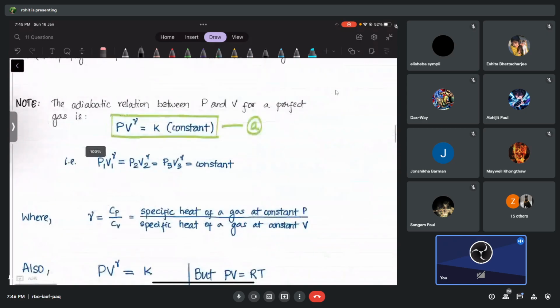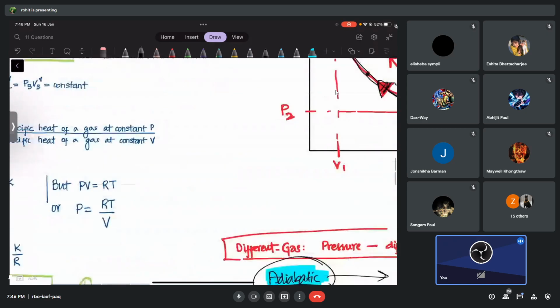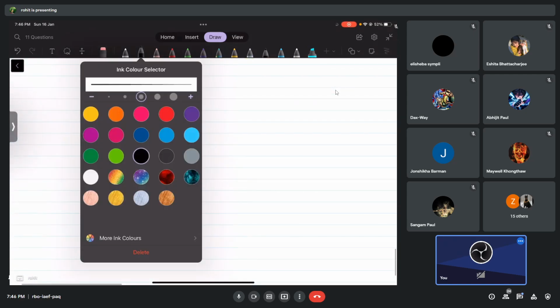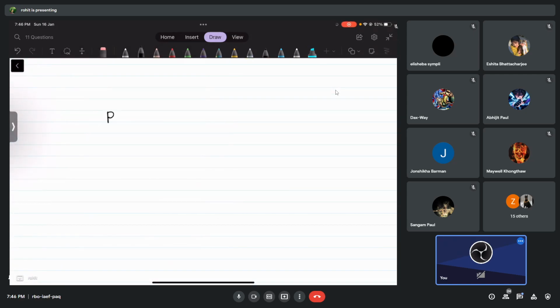So this is what I've been writing all around, okay? So I'm going to write again. See, so when I go back, I'm going to write again. So P is inversely dependent on what, guys? Volume to the power gamma. P equals constant divided by volume to the power gamma.